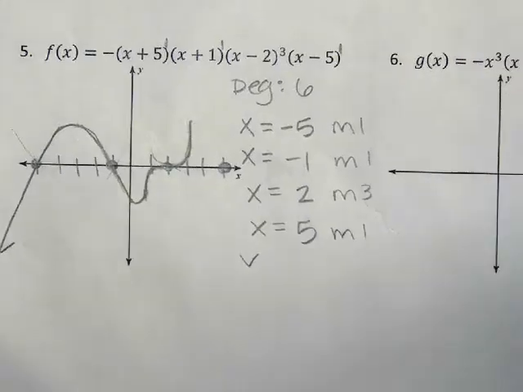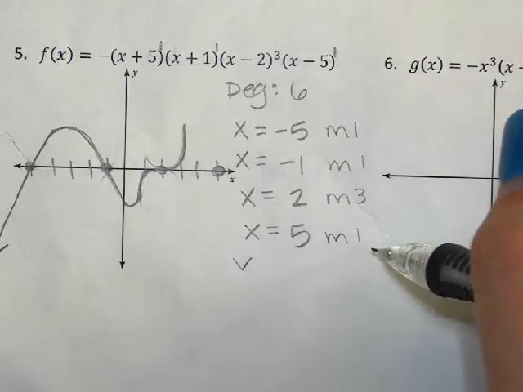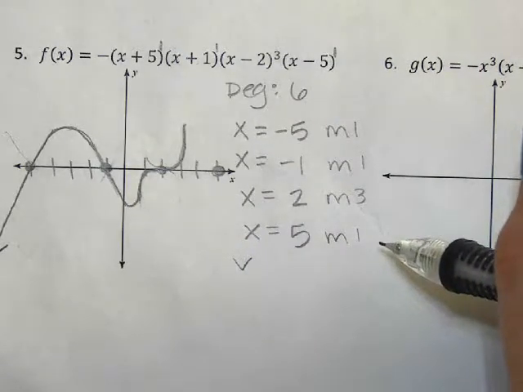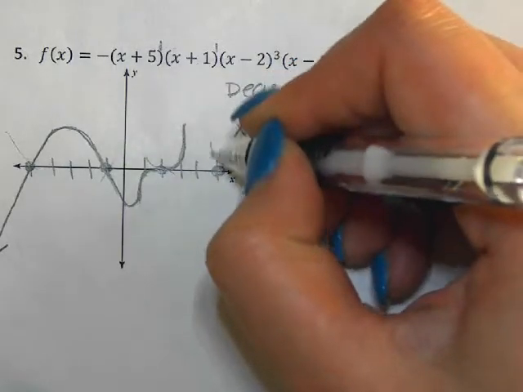All right, and then with the last one, I have to do a straight line because I have a multiplicity of 1. So should my line slant down or should it slant up? Slant down. So I'm going to draw that.